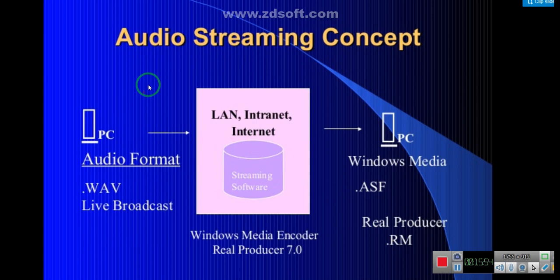If you see this example of the audio streaming concept, you have audio from a live broadcaster. The live broadcast is going to broadcast your audio to the streaming software. So the PC can access the streaming software through LAN or internet, then Windows Media can be watched. Someone who is using the PC can watch a video and can listen to the audio. This is called Real Producer RM, Windows Media Encoder, Real Producer. This is a software name, nothing else.